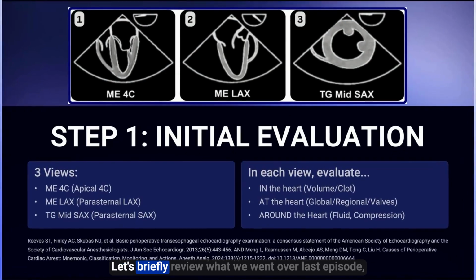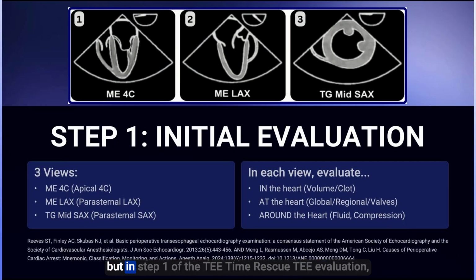Let's briefly review what we went over last episode. In step 1 of the T-Time Rescue TEE evaluation, you're going to perform 3 basic views initially: the mid-esophageal 4-chamber view, mid-esophageal long-axis view, and the transgastric mid-papillary short-axis view. In each one of these views, you're going to look in the heart for volume assessment and clot. Look at the heart for global and regional LV function, valvular function, and then look around the heart for the presence of fluid or compression.